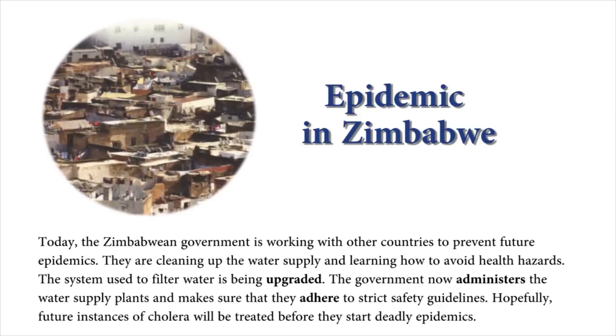Today, the Zimbabwean government is working with other countries to prevent future epidemics. They are cleaning up the water supply and learning how to avoid health hazards. The system used to filter water is being upgraded. The government now administers the water supply plants and makes sure that they adhere to strict safety guidelines. Hopefully, future instances of cholera will be treated before they start deadly epidemics.